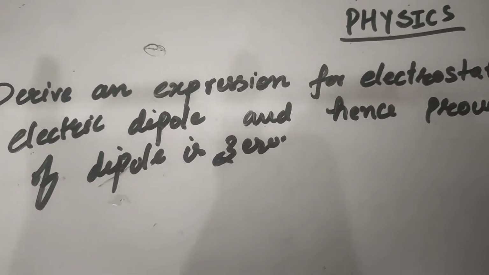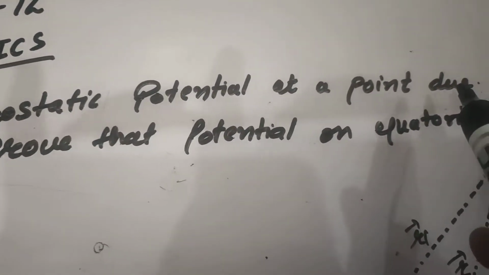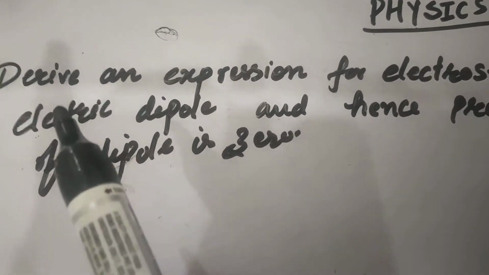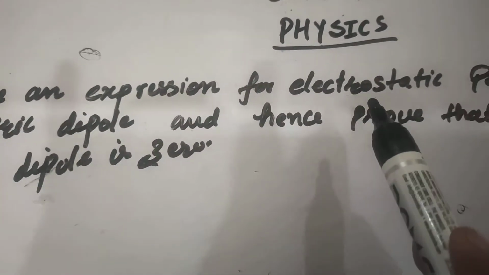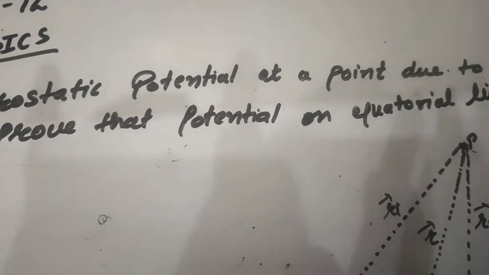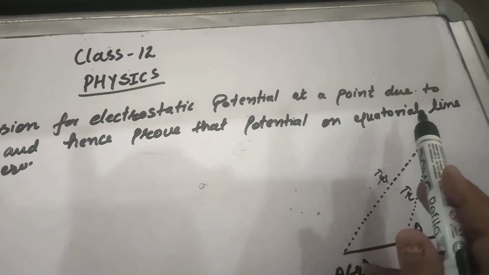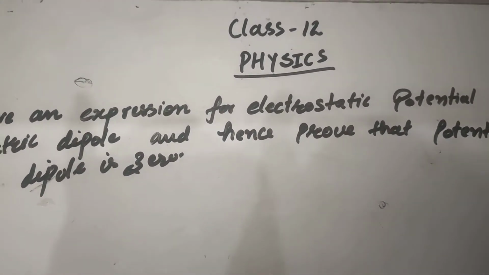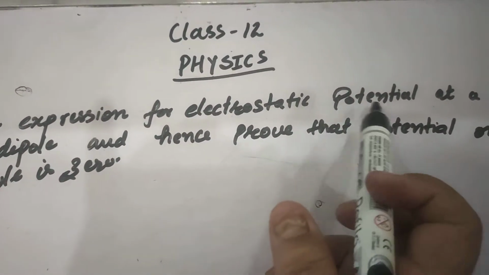Students, our next topic is to find out electrostatic potential at a point due to an electric dipole, right? And the question that can come in the form is: derive an expression for electrostatic potential at a point due to the dipole and hence prove that potential on the equatorial line of the dipole is 0, right? Now we have to find out firstly the expression for electrostatic potential at any point.